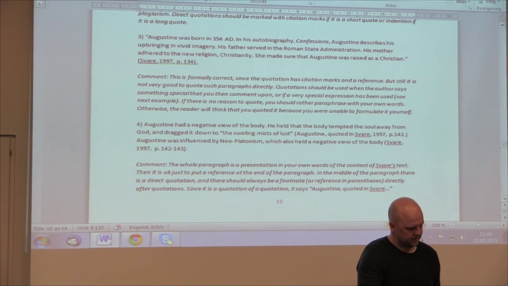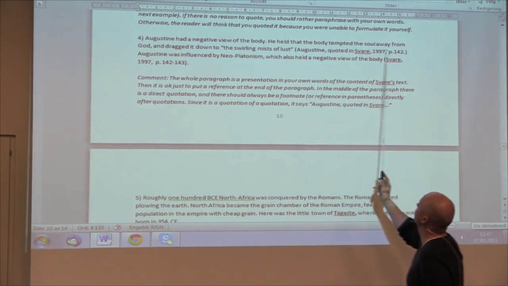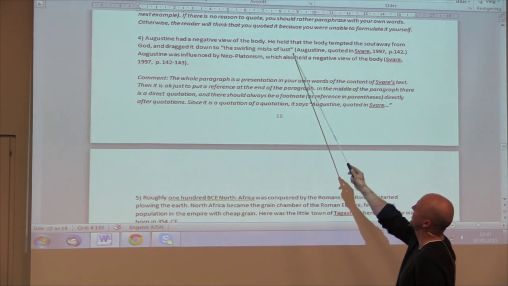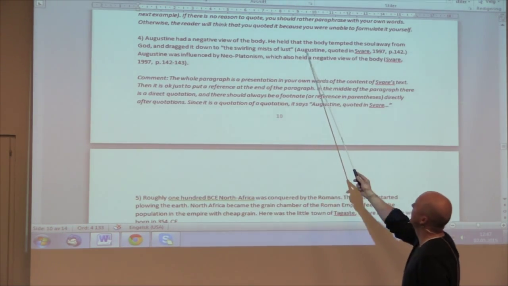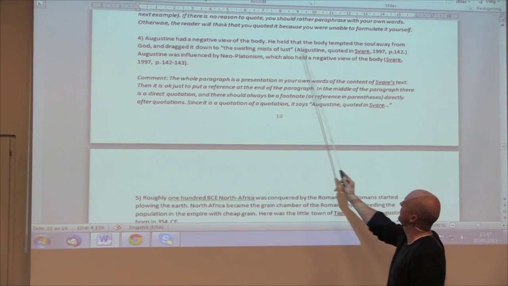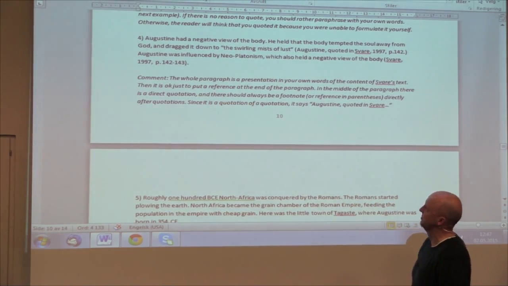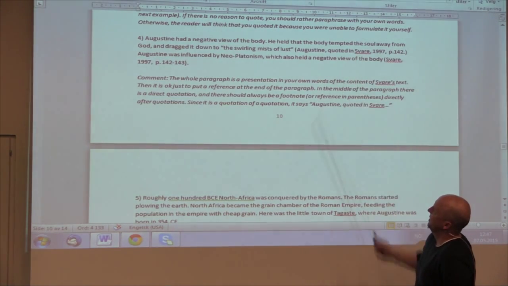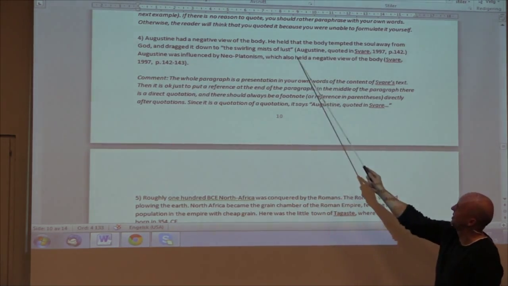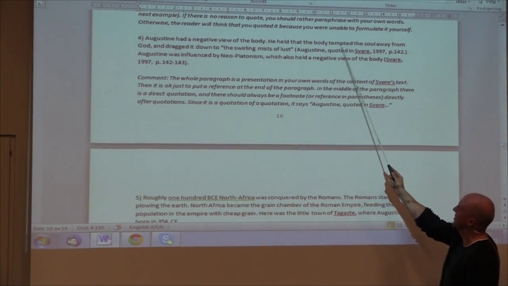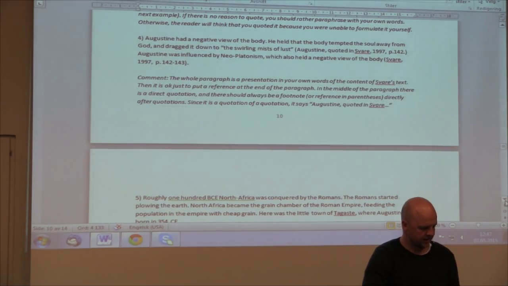Let's see. Number 4. Augustine had a negative view of the body. He held that the body tempted the soul away from God and dragged it down to the swirling mists of lust. This is a special phrase then, or a bit of poetic way of saying it. So here, it was Augustine who said this, but he has been quoted in Svare at this page. And then Augustine was also influenced, etc. Now, here one could have just had one reference at the end, but since it's a quotation in the middle, you need to have a reference directly after the citation. And because it's Augustine who had the original quote, we do it like this then: Augustine quoted in Svare.